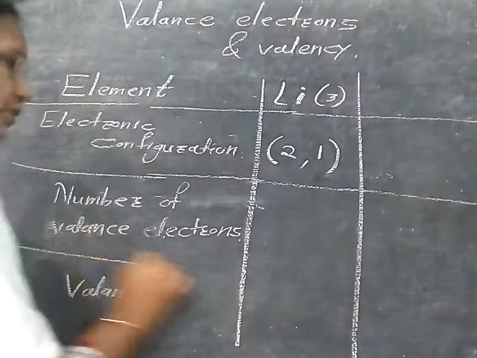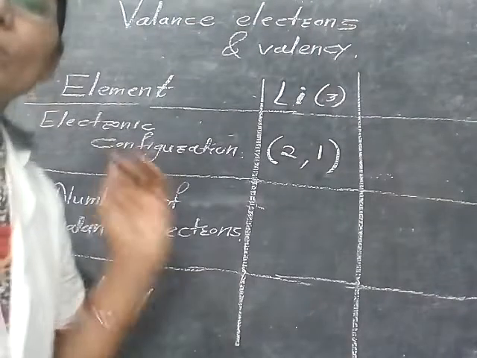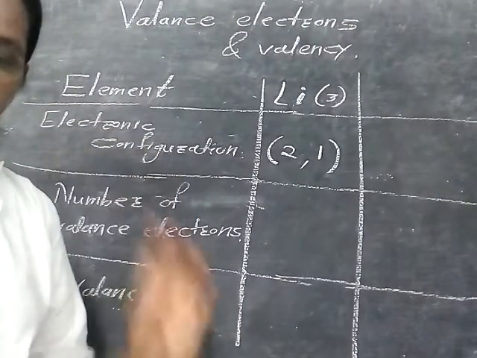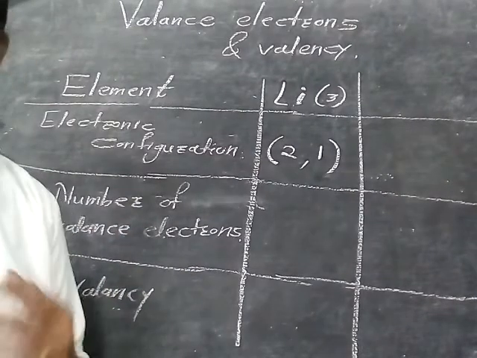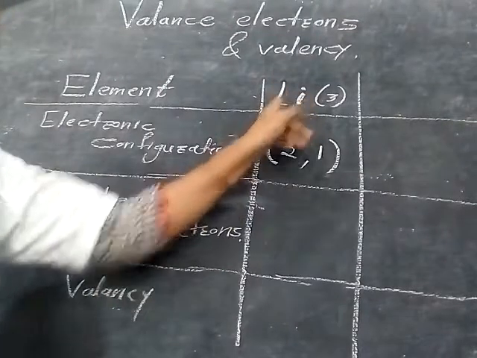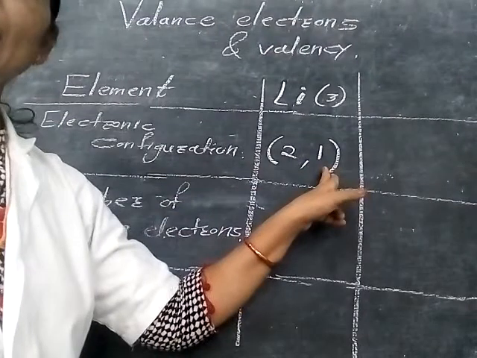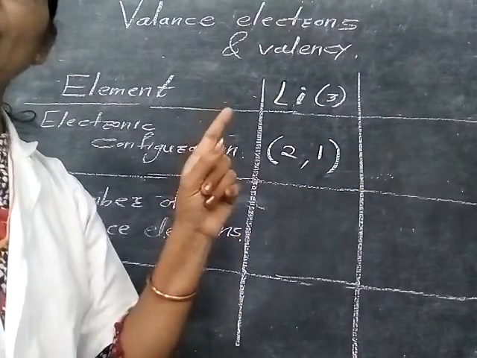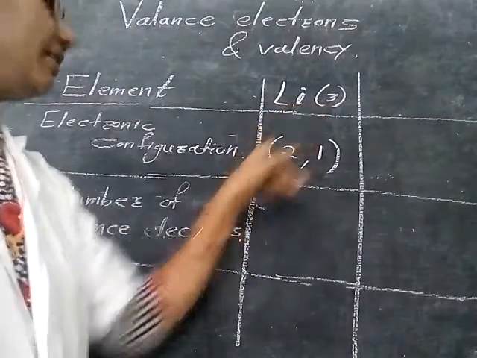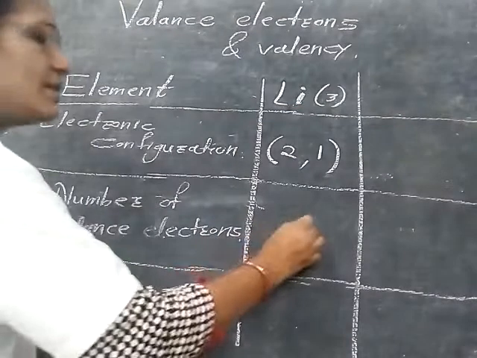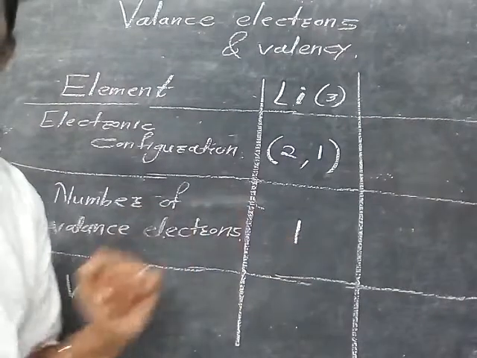Now let us see what is meant by valence electrons. Valence electrons are the electrons present in the outermost shell, the outermost orbit. What is the capacity of the second shell? It is 8 electrons, but here there is only 1 electron, that is 1 valence electron. So the number of valence electrons for lithium is 1.